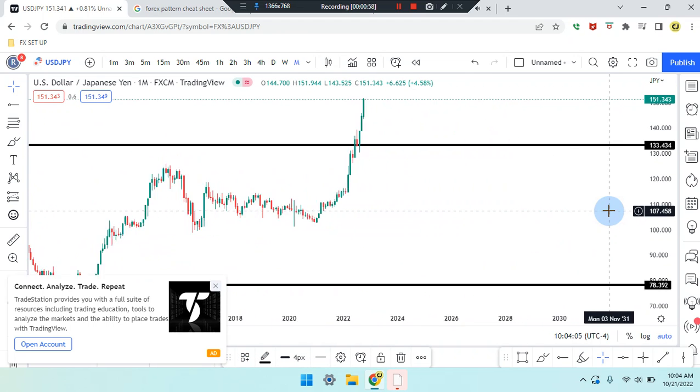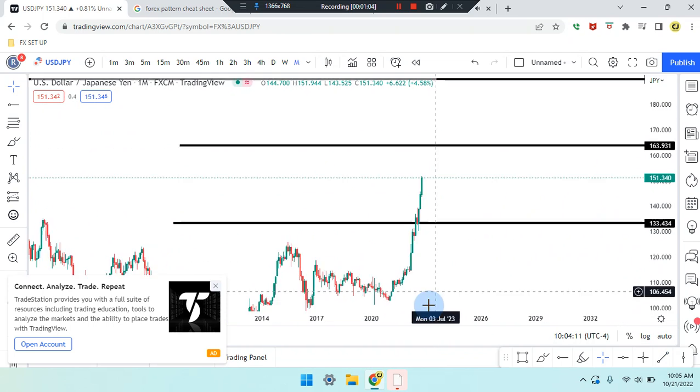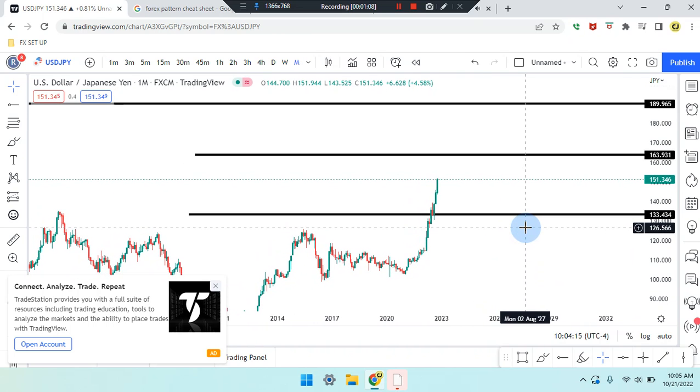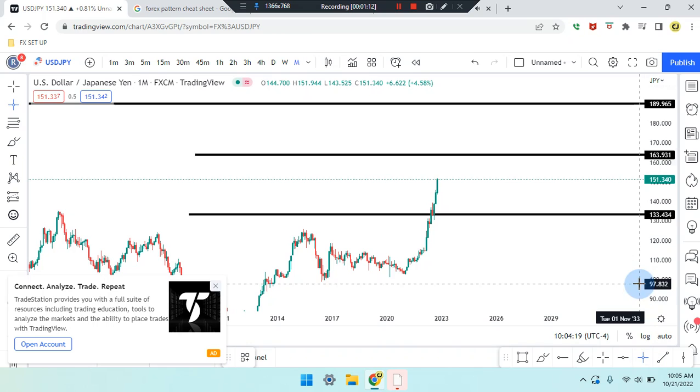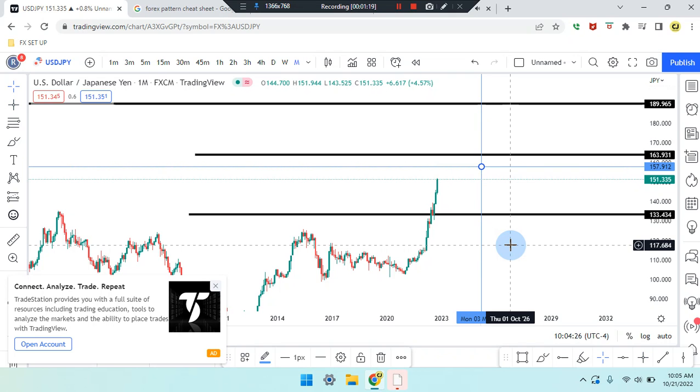So let's zoom in the price to see what's going on. So current price is sitting at 151.340. So if price works its way up, it can head between that midpoint of the resistance. So it can head up to the numbers of 157.912.